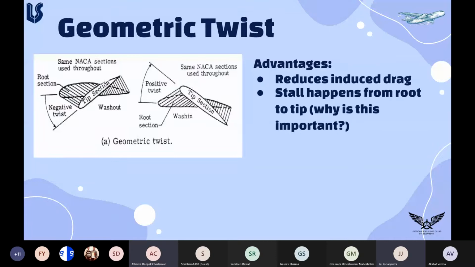Control surfaces being at the wings, you will get larger moments, like a longer moment arm, so they will be more effective in producing the desired result. Yep, good, very good, Atharva. So that's the reason it's placed at the tip.